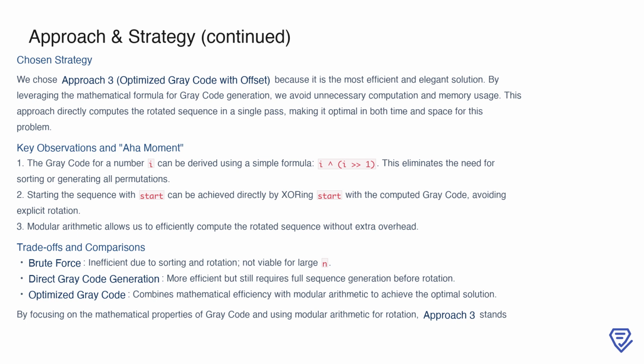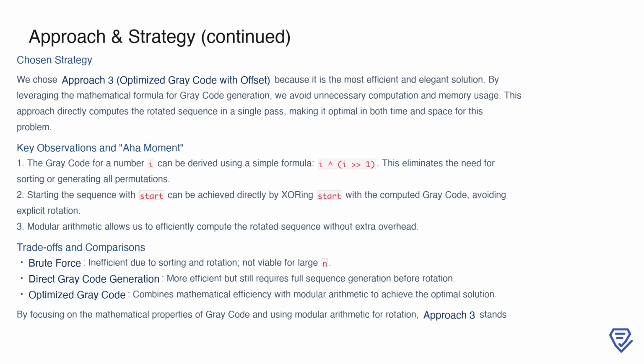The key insights that make this approach stand out include the simplicity of deriving gray codes using the formula i XOR (i >> 1), and the ability to adjust for the start offset without explicit rotation. Modular arithmetic plays a crucial role in efficiently calculating the rotated sequence.